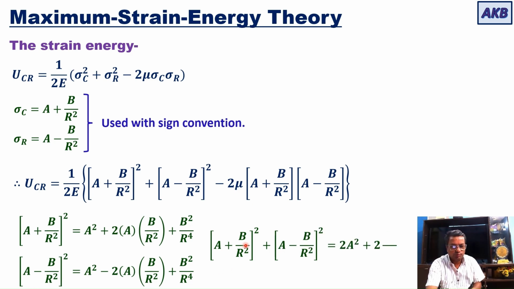And if you add these two, it would be A square plus A square, that is 2A square, plus 2A into B upon R square minus 2A into B upon R square. The two terms will get cancelled, and B square upon R raised to 4 plus B square upon R raised to 4 is 2 times B square upon R raised to 4. That means the addition of these two terms, (A plus B upon R square) square plus (A minus B upon R square) square, is simply 2 into A square plus 2 into B square upon R raised to 4.